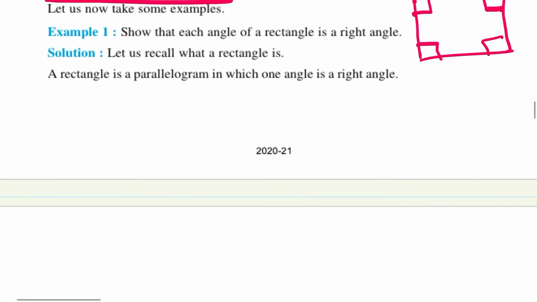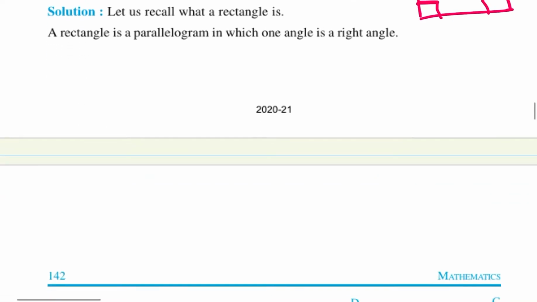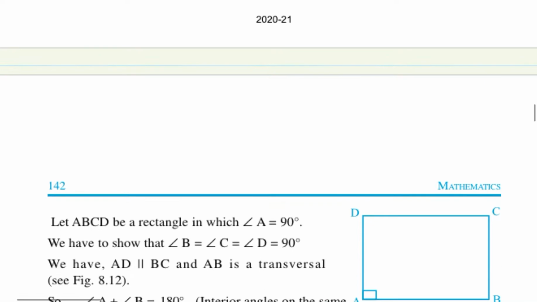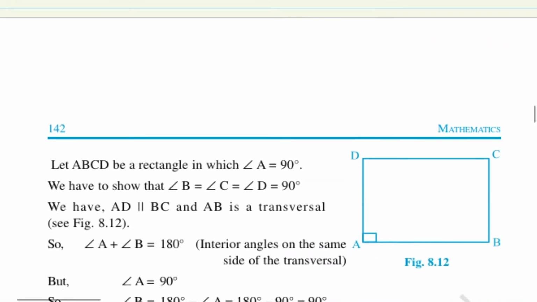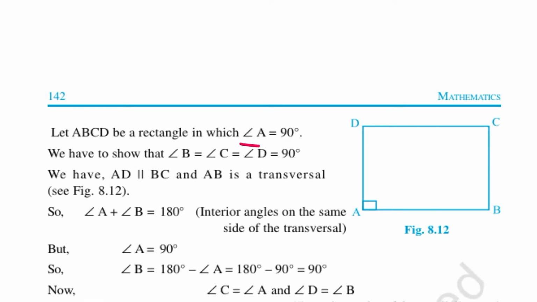Now let us recall what a rectangle is. A rectangle is a parallelogram in which one angle is a right angle. Let ABCD be a rectangle in which angle A is 90. It is given to us that one angle is 90. We have to show that all the other angles, that is angle B, C and D, are also 90.